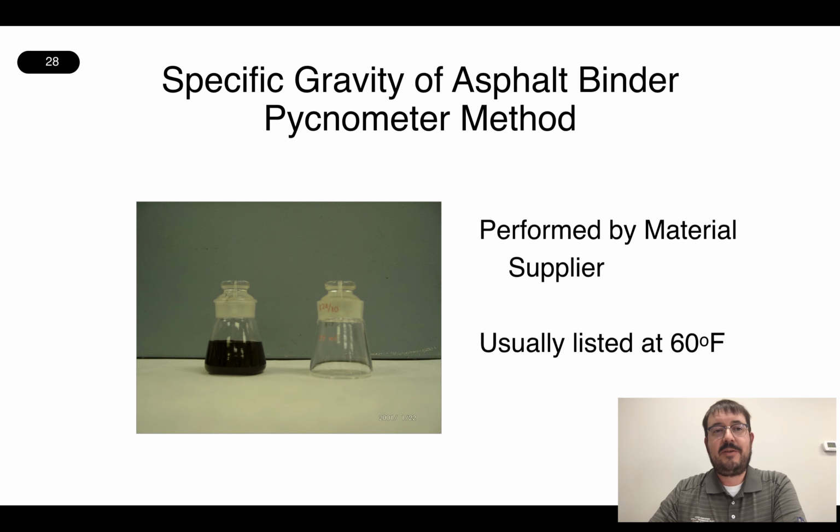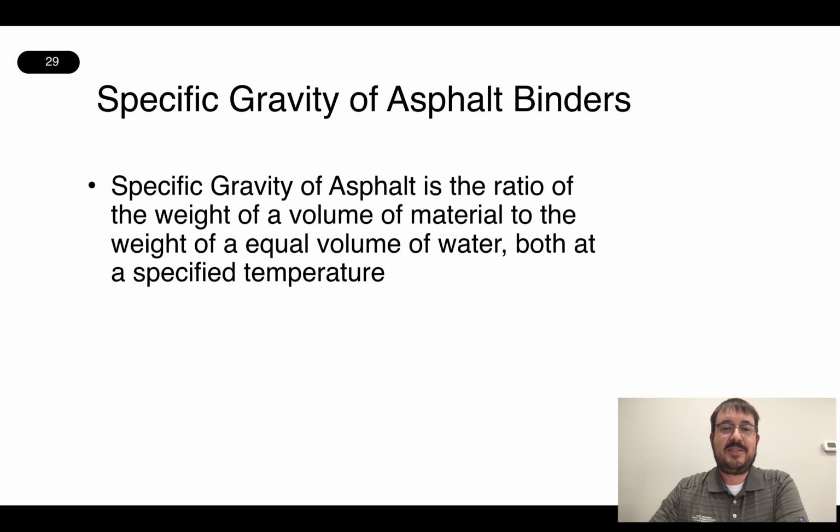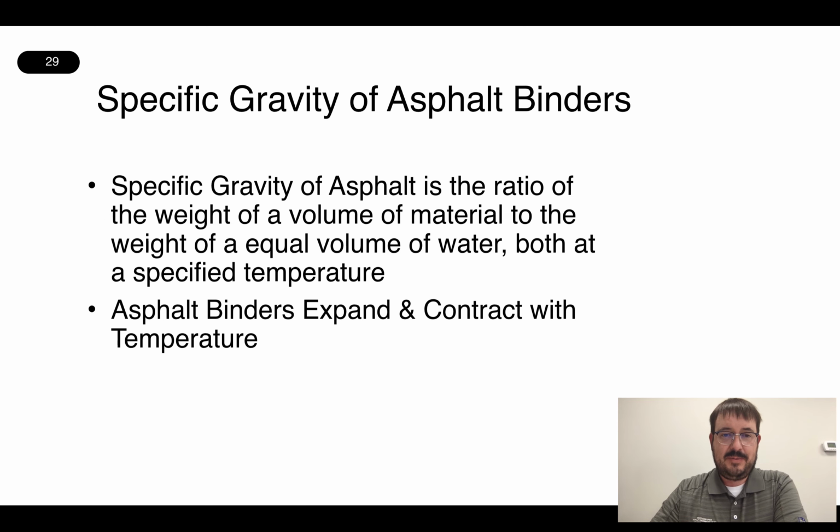The next part of our presentation is going to look at the specific gravity of asphalt binders utilizing the pycnometer method. Traditionally, this is performed by the material supplier, and the specific gravity of asphalt binder is usually listed at 60 degrees Fahrenheit. The specific gravity of asphalt is the ratio of the weight of a volume of material to the weight of an equal volume of water, both at the same specified temperature.